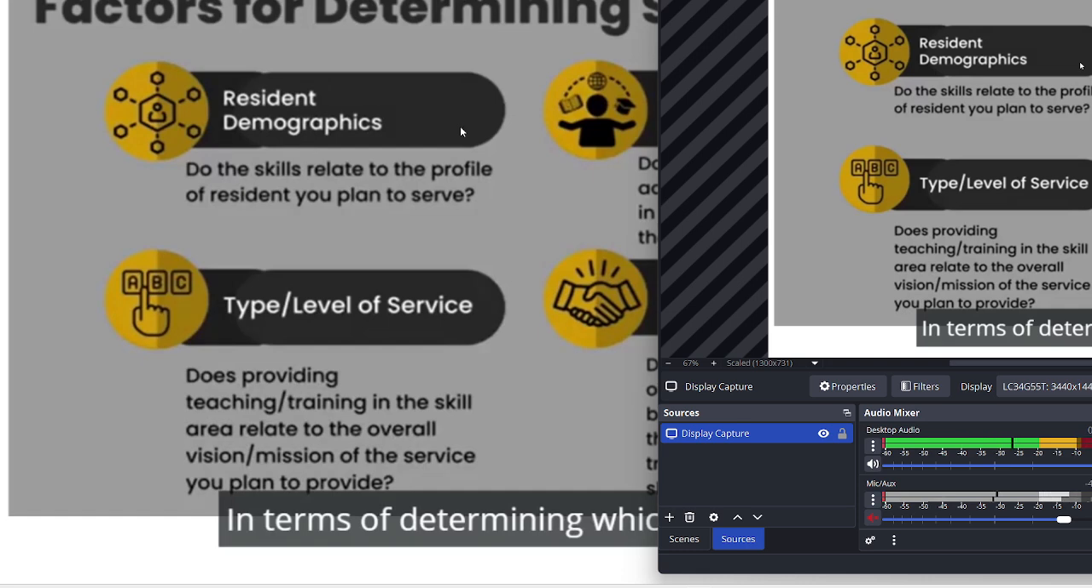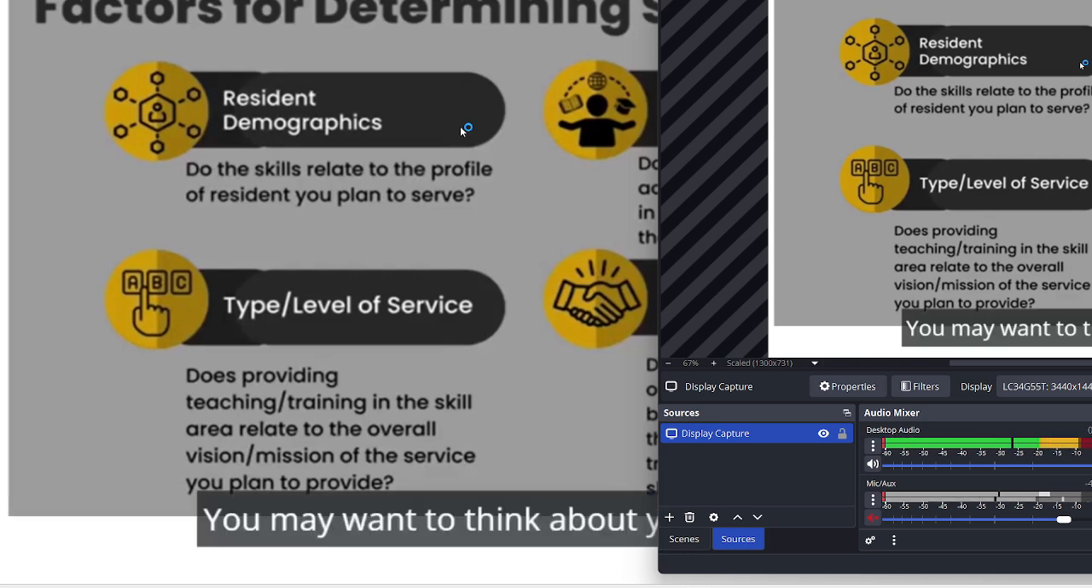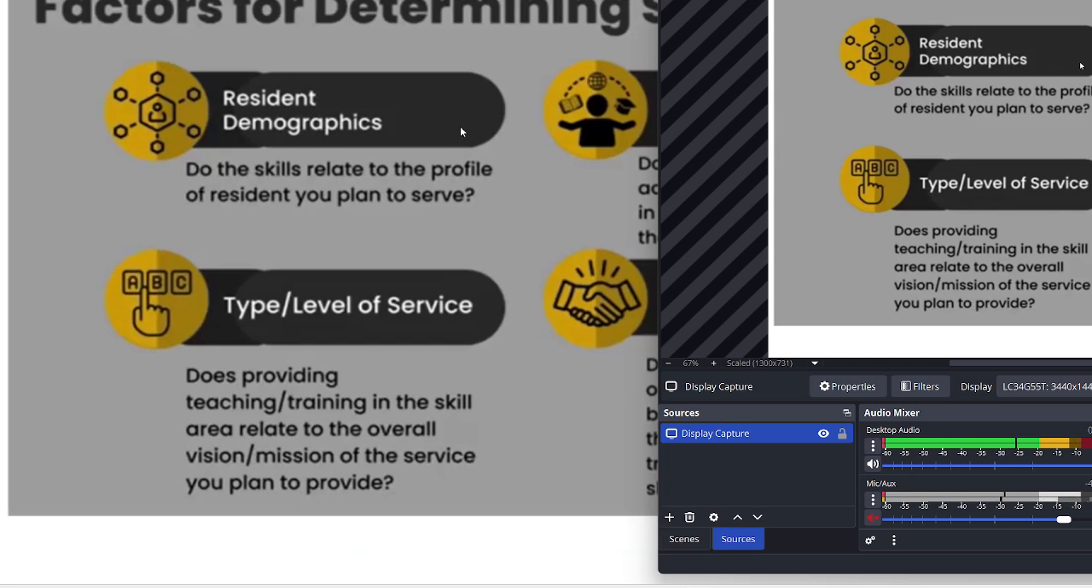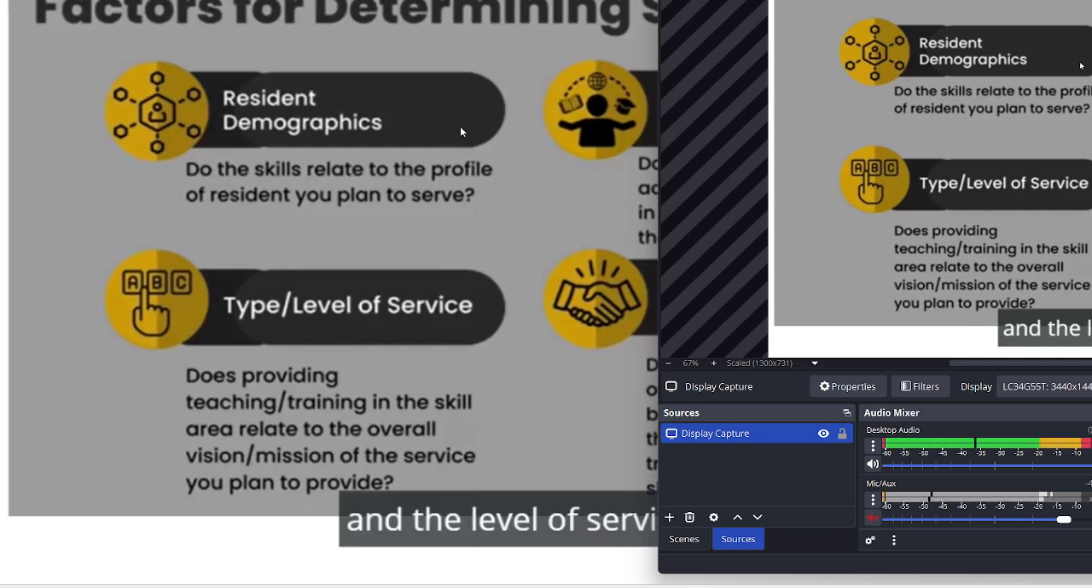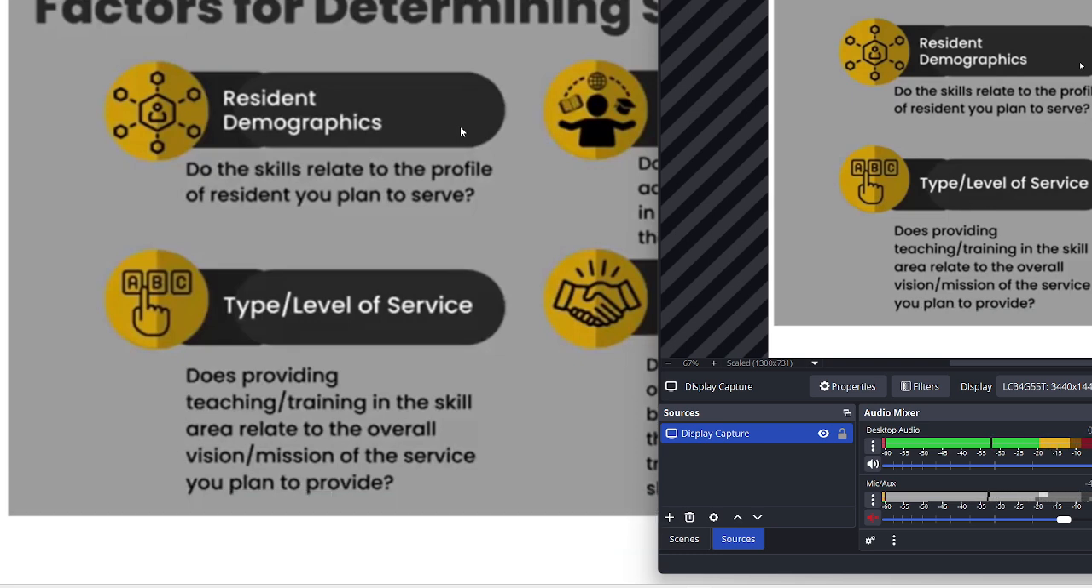In terms of determining which skills you plan to teach, here are several factors for consideration. You may want to think about your resident demographics. For example, do the skills relate to the profile of resident you plan to serve? The type and the level of service. For example, does providing teaching and training in the skill area relate to the overall vision and mission of the service that you plan to provide?